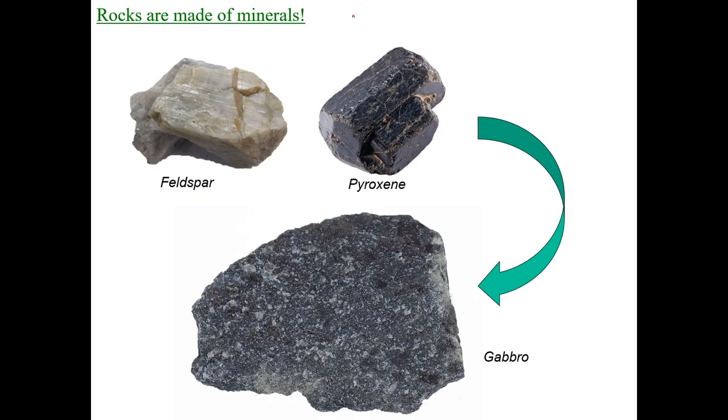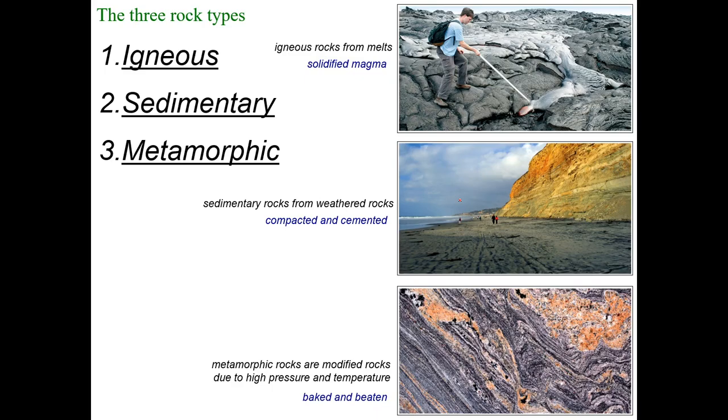Gabbro, which is another common igneous rock we're going to talk about today. It has feldspar, but this kind of feldspar is more of the plagioclase feldspar. Okay, plagioclase feldspar. And you have to have pyroxene. Okay, that's a gabbro. So we're doing igneous rocks today.